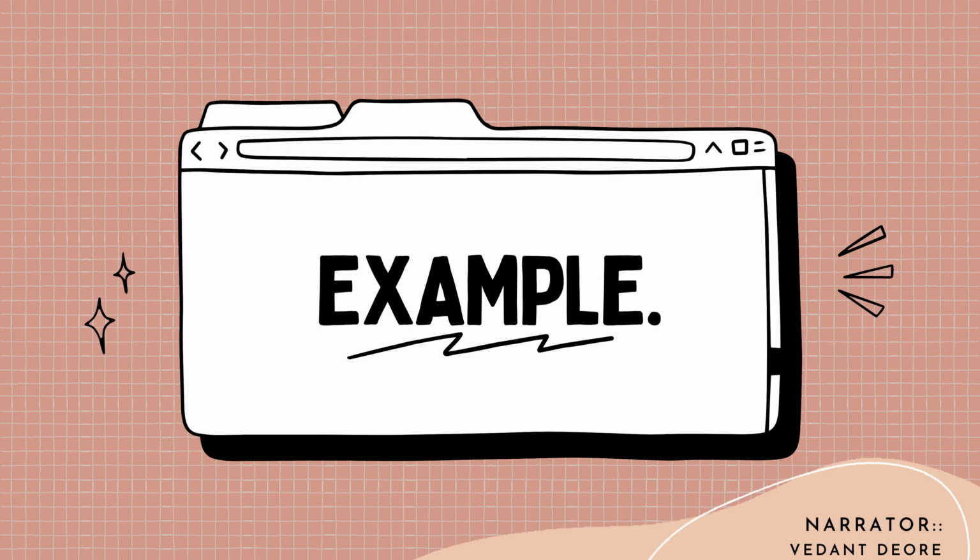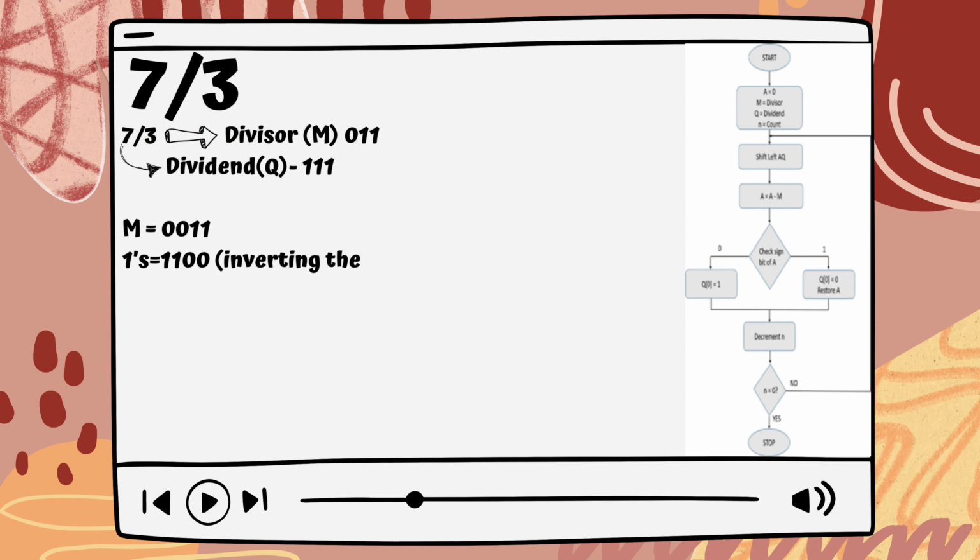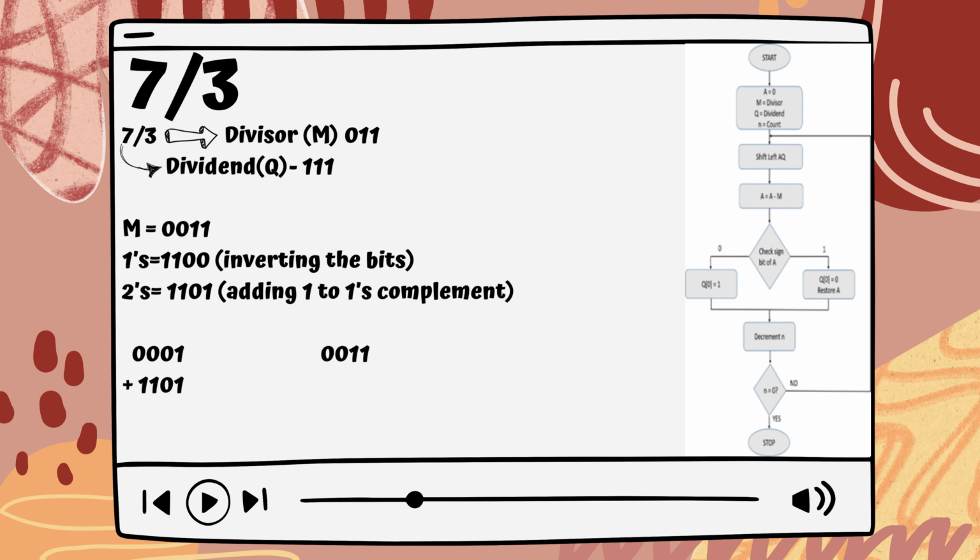Now I am going to explain to you the restoring division concept by a simple example. Here we are taking 7 divided by 3. 7 is the dividend which is represented by Q and is 111 in binary. Similarly, 3 is the divisor represented by M and is 011. As the value of A will be 4 bits, therefore we set the value of M as 0011 for calculations. The value remains 3.